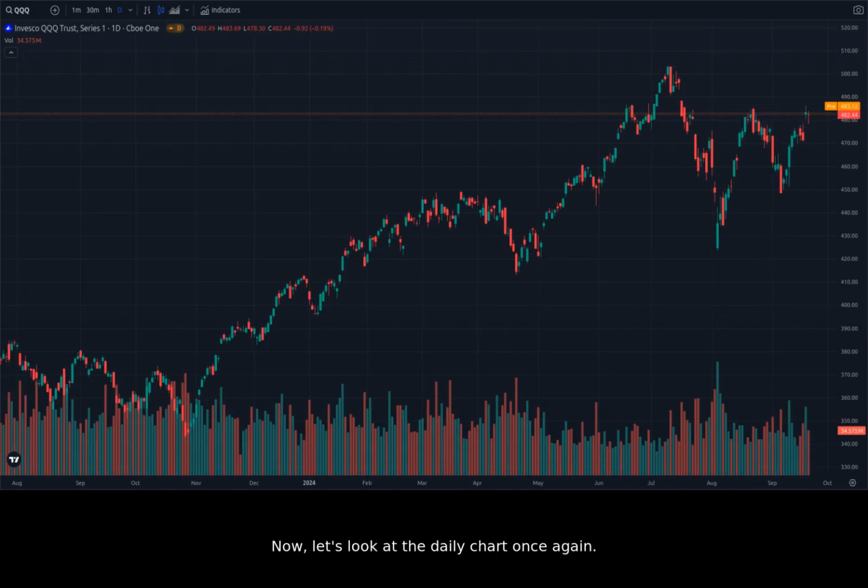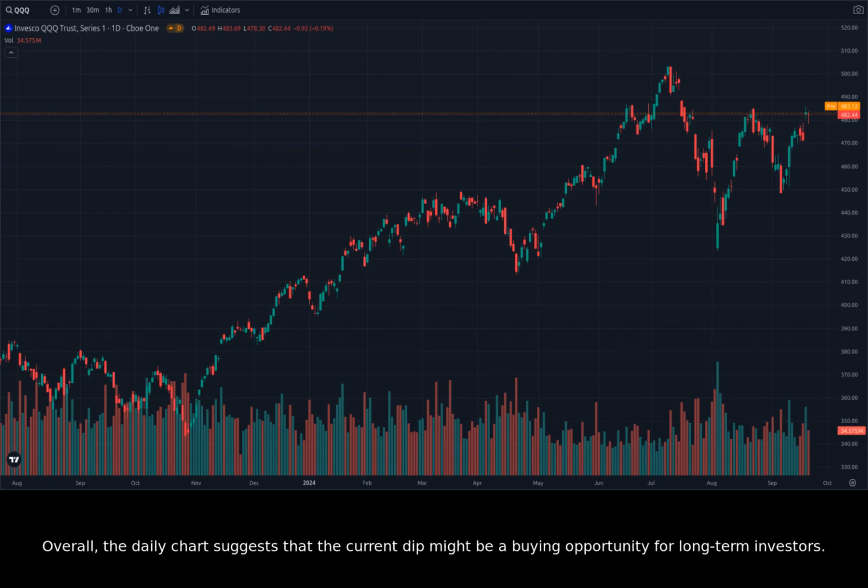Now, let's look at the daily chart once again. We can see that the recent dip has brought the price back to the 20-day moving average. This level has historically acted as a strong support level for QQQ. Therefore, we can expect this level to provide resistance as the price attempts to climb back up. We can also see that QQQ is still above the 50-day moving average. This is a bullish indicator, as it suggests that the long-term trend is still positive. Overall, the daily chart suggests that the current dip might be a buying opportunity for long-term investors. The price is likely to find support at the 20-day moving average, and the long-term trend is still bullish.